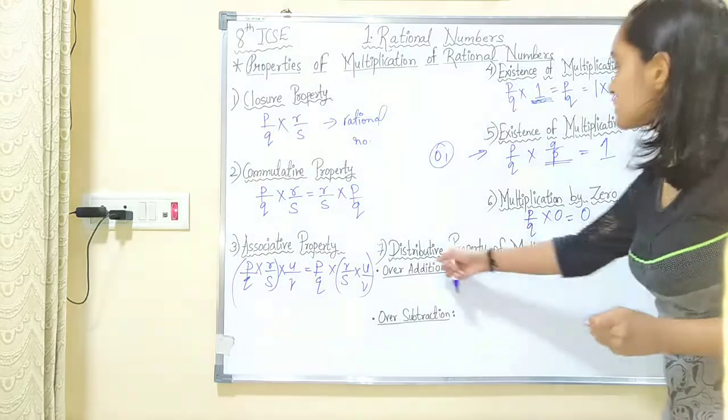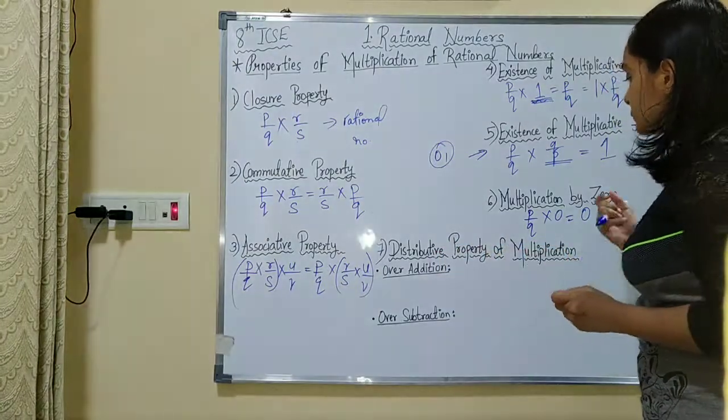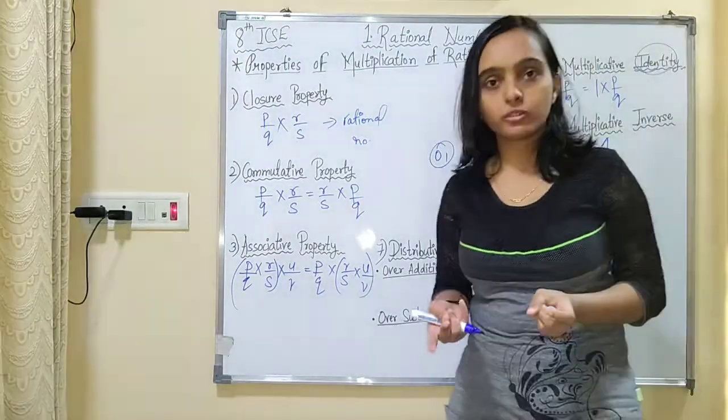Next, the distributive property of multiplication. There are two distributive properties.